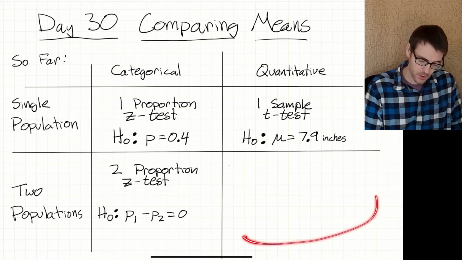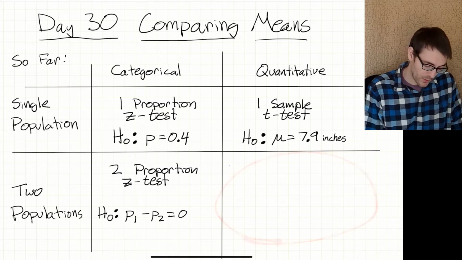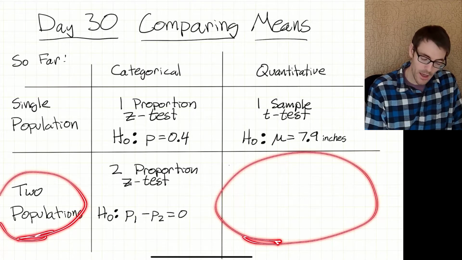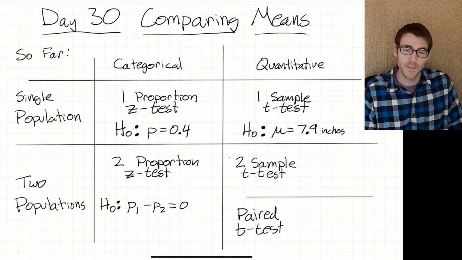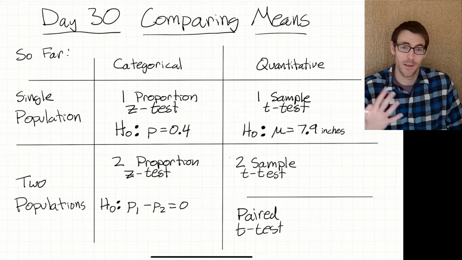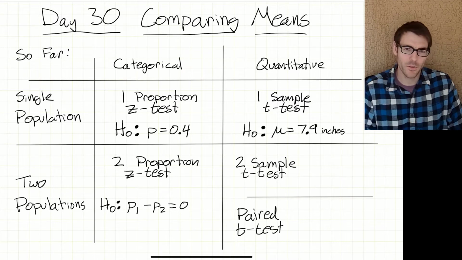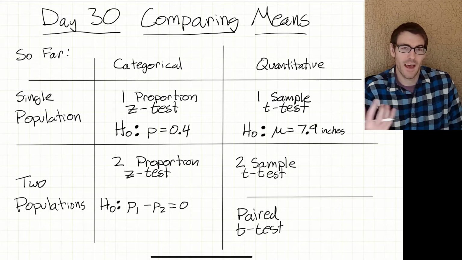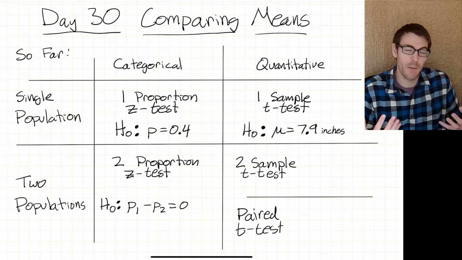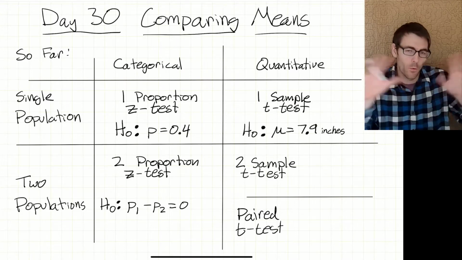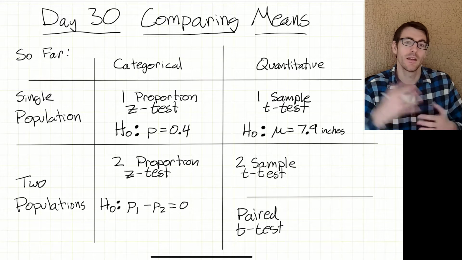Today we're working in this lower right-hand quadrant. We're working with multiple populations, and we're doing quantitative variables. So here we're actually getting two hypothesis tests for the price of one. An important consideration we have to make is whether or not our two data sets, our two distributions, are paired or not. And more on what exactly that means coming up.